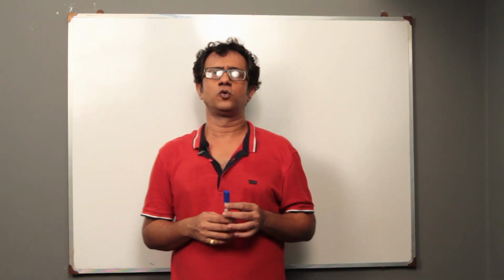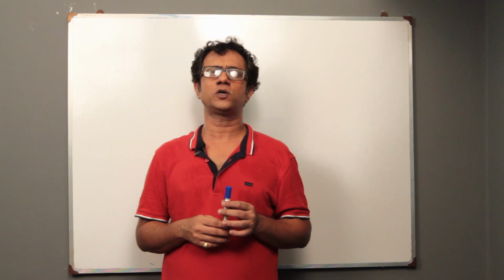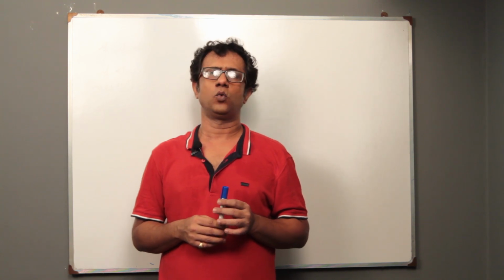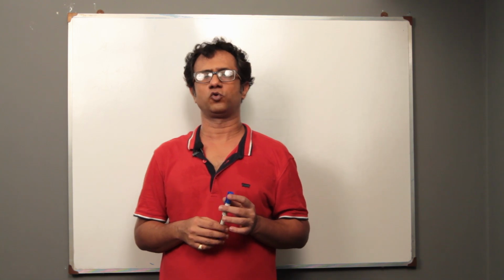Hello friends, today we are going to discuss the control statements in the C programming language. There are two types of control statements. One is the conditional control statement and the other is the unconditional control statement.